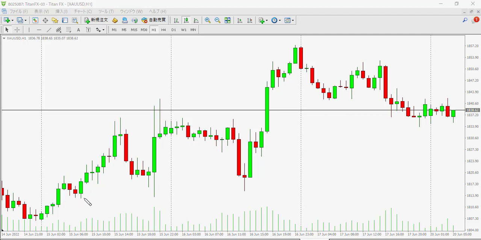And this one closes above the previous candlestick high, but the lower shadow is lower than the previous candlestick's lower shadow, so no trade here. This one closes above the previous candlestick high, and the lower shadow is higher than the previous candlestick's lower shadow. Buy here, and put the stop loss here. This candlestick is temporarily in profit.